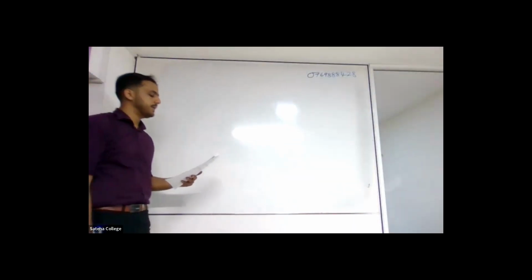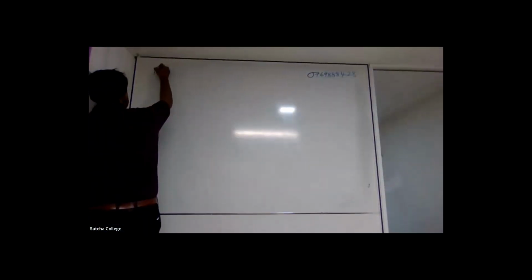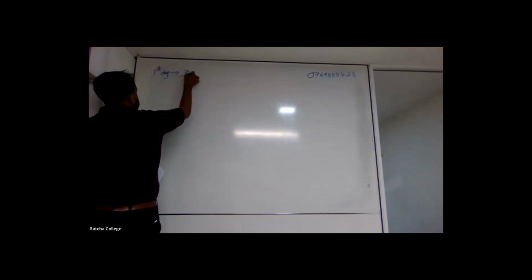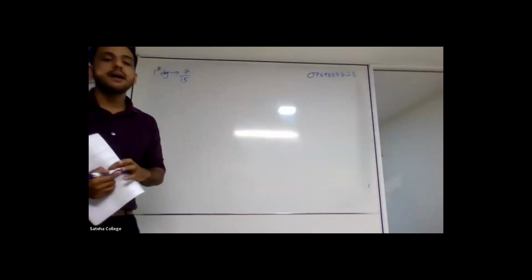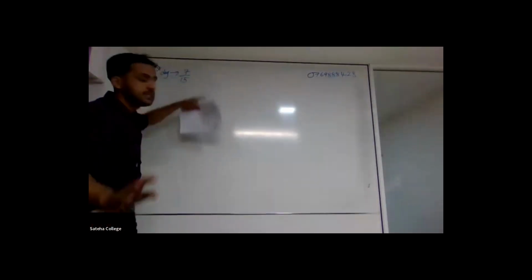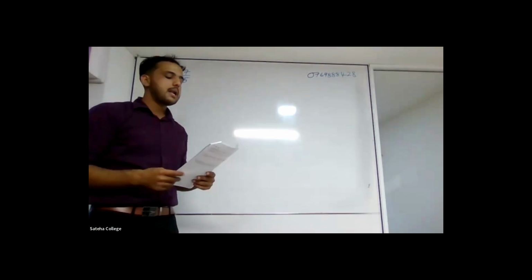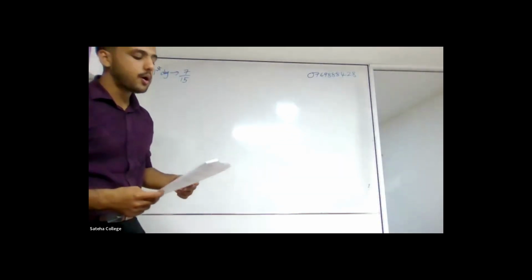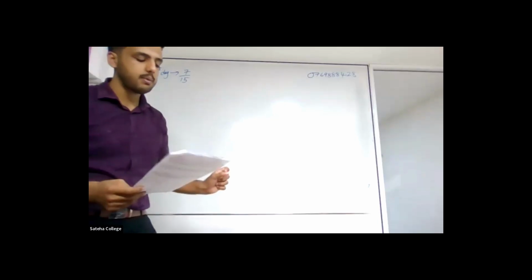7/15 of the total length of a drain was dug on the first day. Right? So on the first day, 7/15 was dug. That means if the total drain is divided into 15 parts, 7 parts is dug on the first day. Okay? And 1/4 of the remaining, remember, it's not from the total, it's from the remaining.